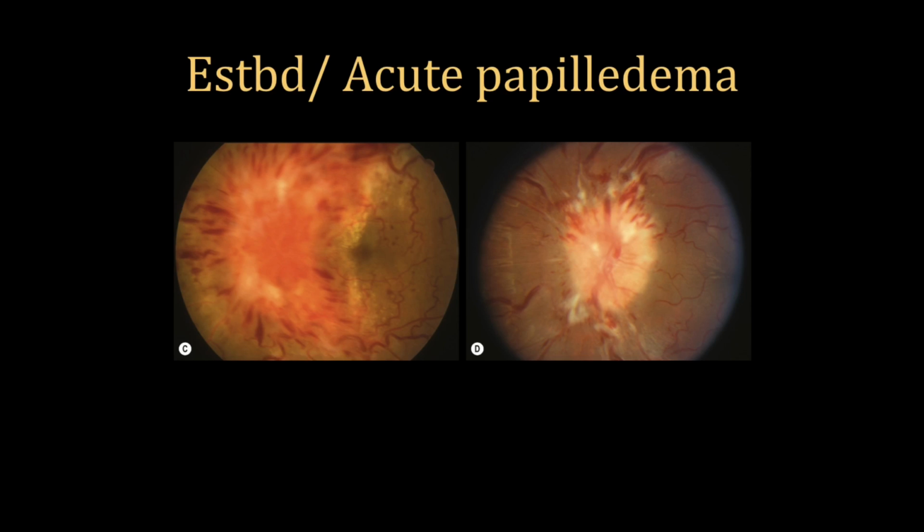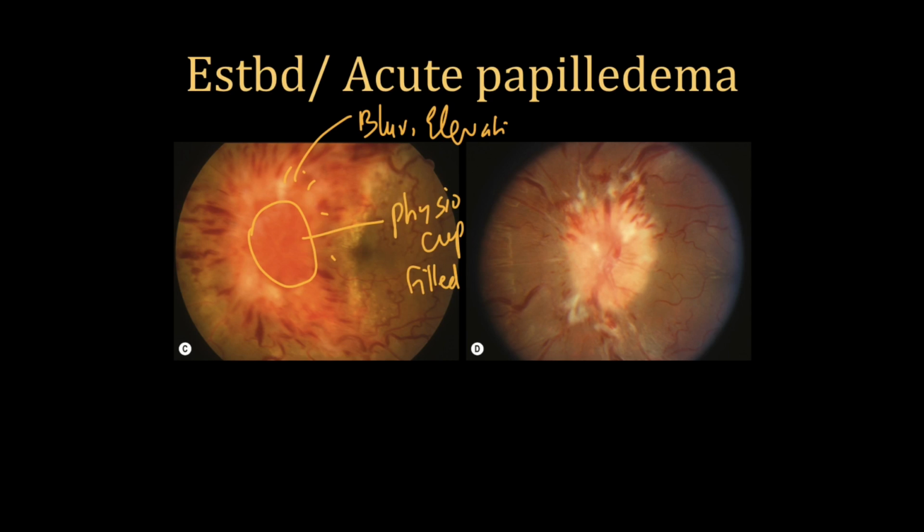conspicuous. You can see marked hyperemia here. There's going to be severe blurring. The blurring is there. The elevation is there. And not just that, there's going to be obliteration of the physiological cup. The cup gets filled up by the exudates, and it's going to be obliterated.